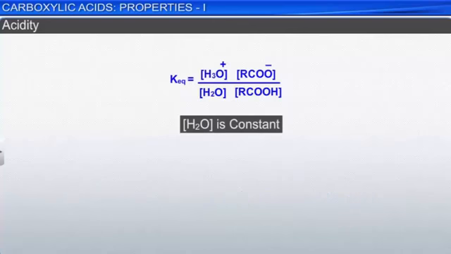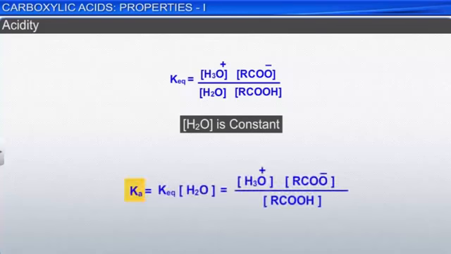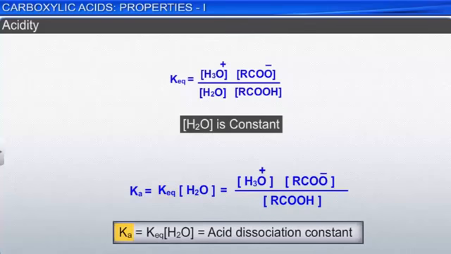Since the concentration of water remains almost constant, we can combine it with Keq to obtain the expression Ka is equal to Keq multiplied by the concentration of H2O is equal to the product of the concentrations of RCOO- and H3O+, divided by the concentration of RCOOH. Here, Keq is the equilibrium constant, and Ka, which is equal to Keq multiplied by the concentration of H2O, is called the acid dissociation constant.